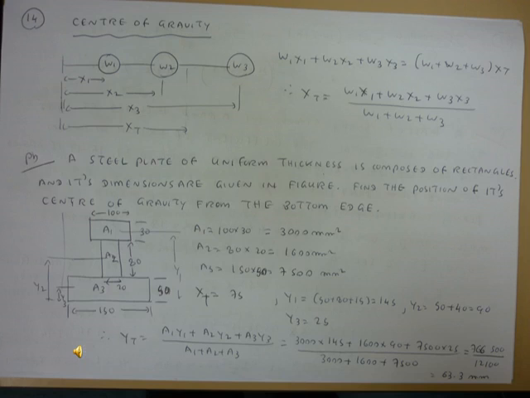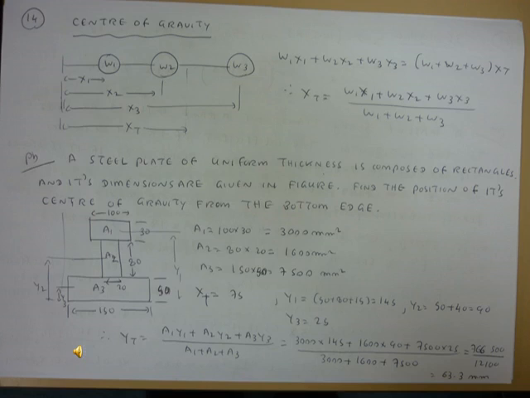Firstly we calculate A1. A1 is equal to length 100 multiplied by height 30, so you get 3,000 millimeter square. A2 is a length of 20 and height 80, so 80 multiplied by 20, 1600 millimeter square. A3 is length 150 and height 50, so 150 multiplied by 50, 7500 millimeter square. So A1, A2, A3 we can calculate. And then we also have to calculate the H1 and also the Y1.